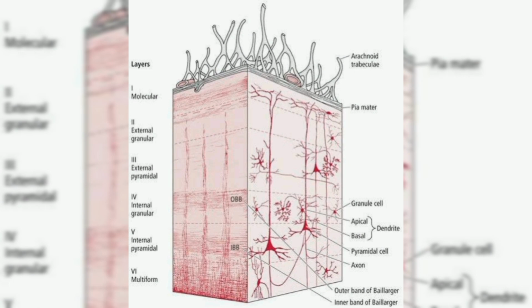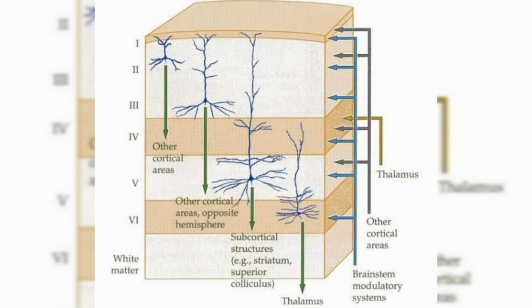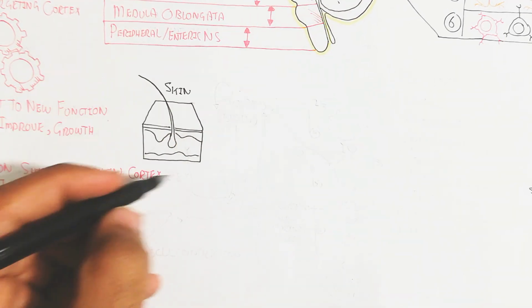Let's begin to understand their function. Here you can see the thalamus will transmit the signal to the fourth layer of the neocortex, as well as other cortical areas which transmit the signal. In this way, the brainstem modulatory system will transmit the signal, and layers 1, 2 and 3 will transmit the signal to other cortical areas, the opposite hemisphere, and also subcortical structures.